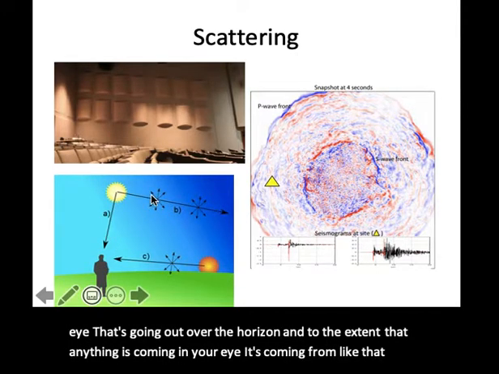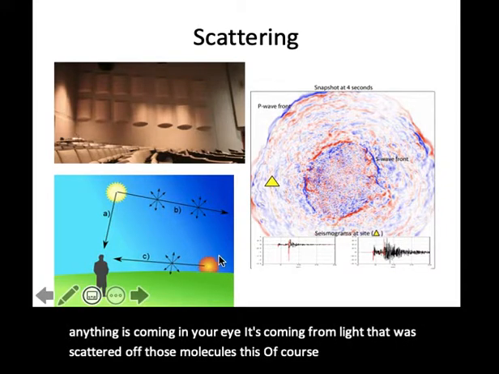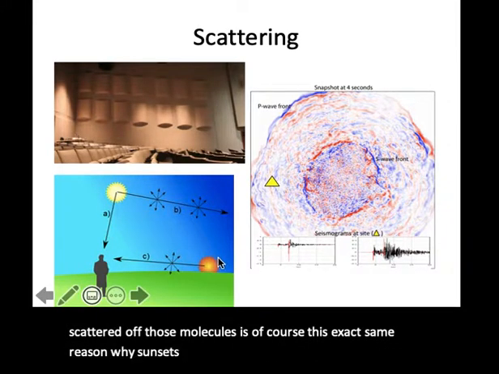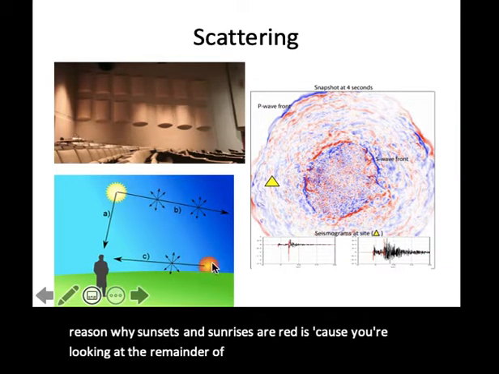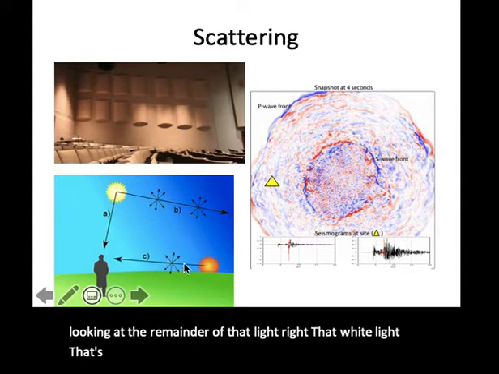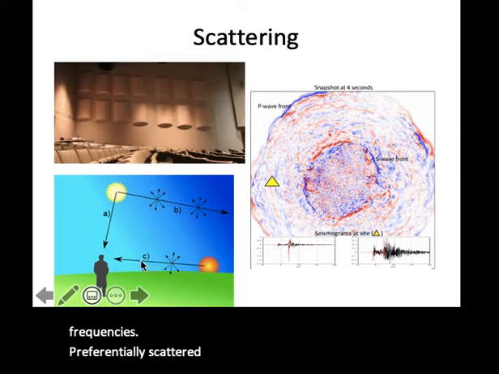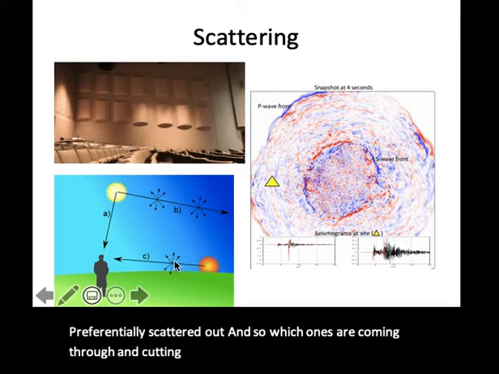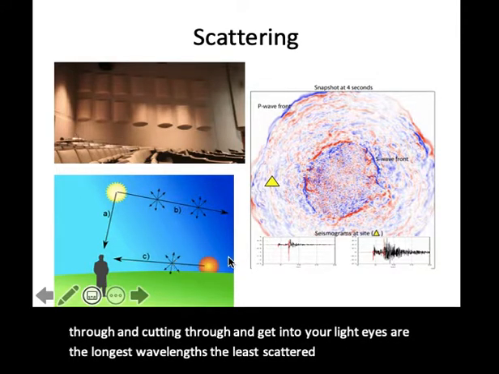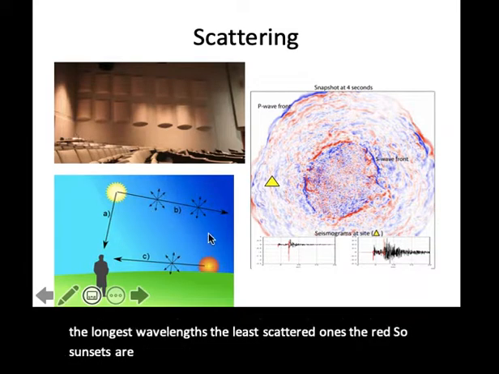This, of course, is the exact same reason why sunsets and sunrises are red. It's because you're looking at the remainder of that light, right? That white light that's coming from the sun has had all the blue end frequencies preferentially scattered out. And so the ones coming through and cutting through and getting to your eyes are the longest wavelengths, the least scattered ones, the red. So sunsets are red for the same reason that the sky is blue. It's all because of light scattering.